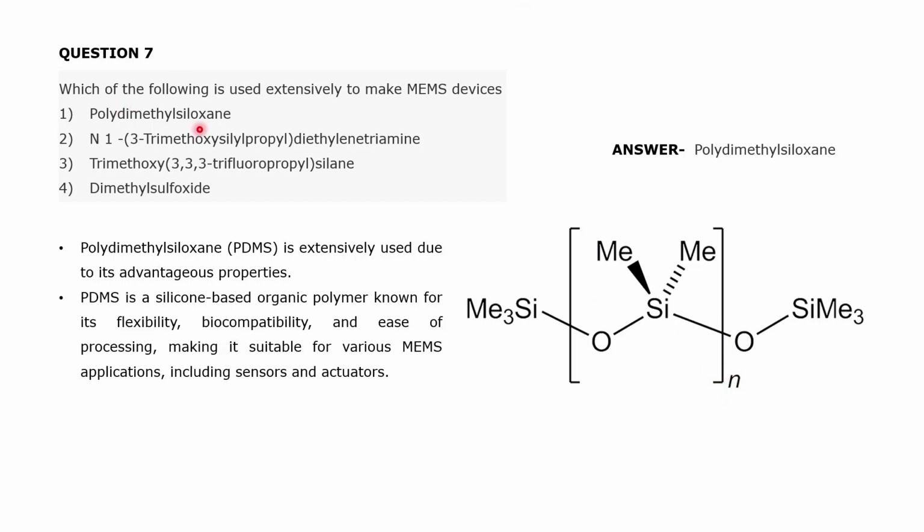So the answer to this question is polydimethylsiloxane. Which of the following is used to extensively make MEMS devices? Polydimethylsiloxane, because of the particular advantages that it usually has. So I think this is clear. Do you have any doubt? Okay, so I think I will just move on to the next question now.